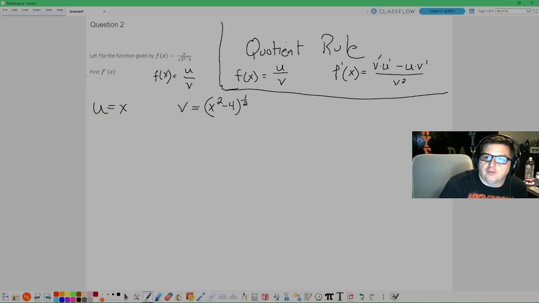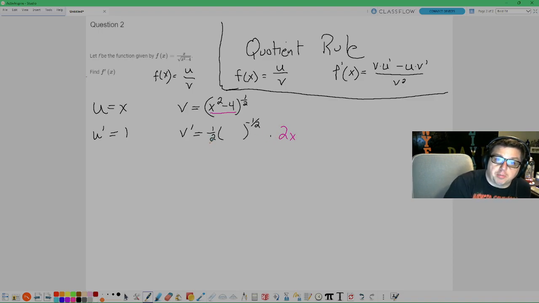So I have u, I've got v, so I need u prime and v prime, and then I'm good to go. So all I need to do is take the derivative of this, which is 1, take the derivative of that, which is 1/2. The parenthesis stays the same, subtract 1 from it, and then times it by the derivative of the nested function. So we're going to take the derivative of that whole thing as well, which is just 2x because the constant falls off. But this still needs to be applied as well.